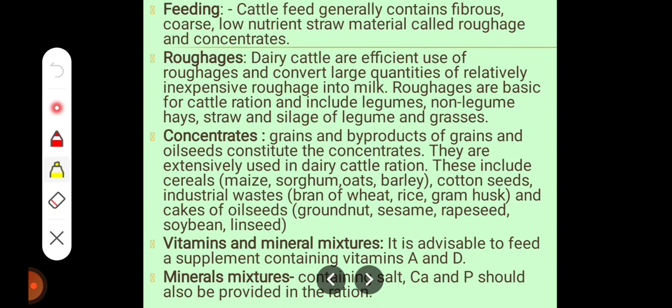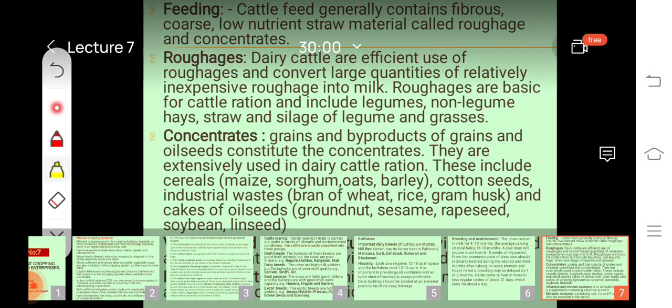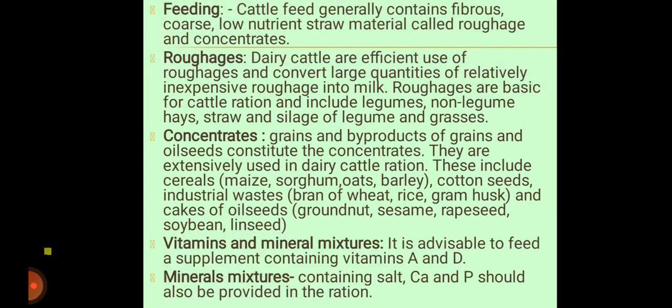It is advisable to feed a supplement containing vitamin A and D. The mineral mixtures containing salt, calcium, and phosphorus should also be provided in the ration.